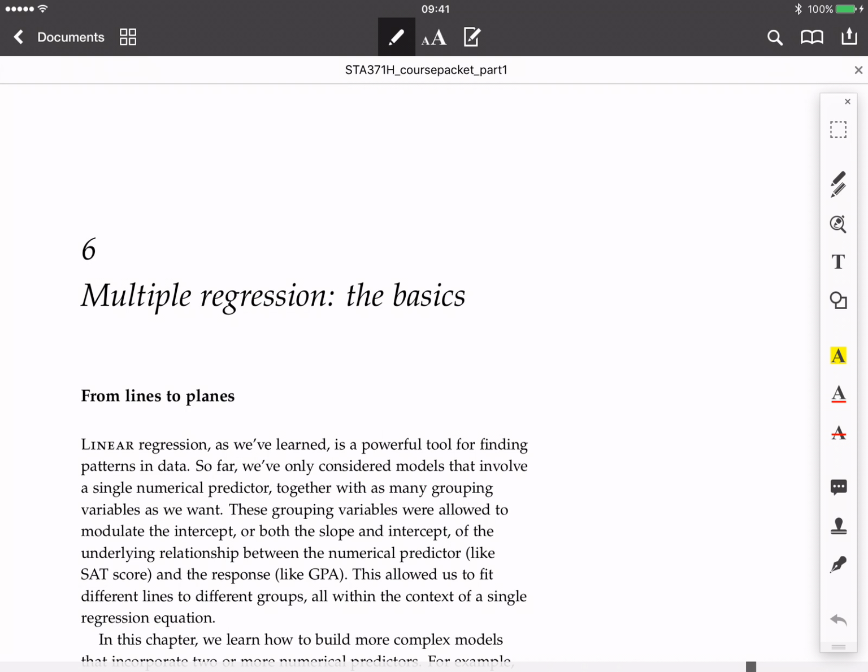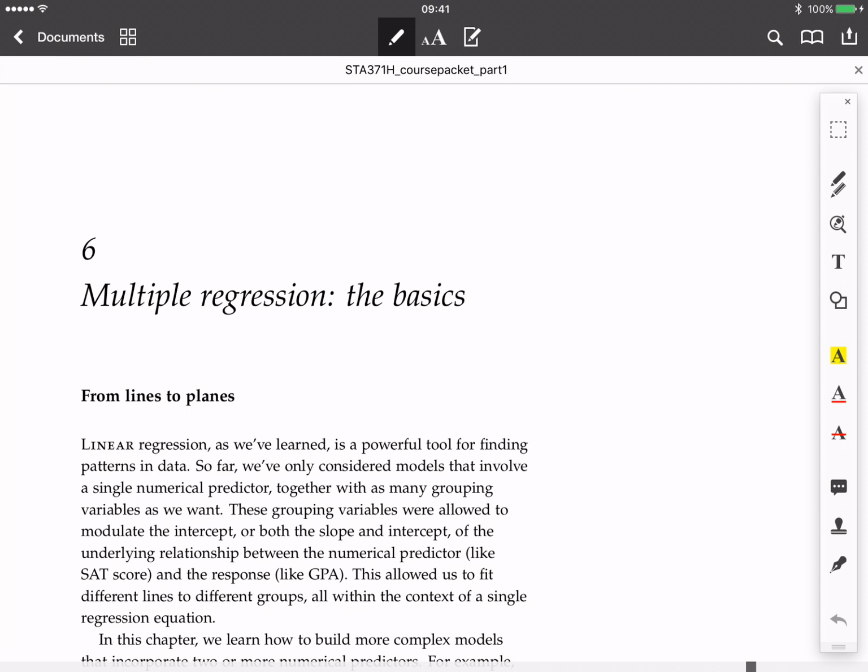Hi everyone, I'm here in Chapter 6 of the course packet, which is about multiple regression, and the goal of this video is to teach you one basic idea that will run throughout much of the rest of the course packet. That is the idea of a partial relationship between a predictor and a response in a multiple regression model.